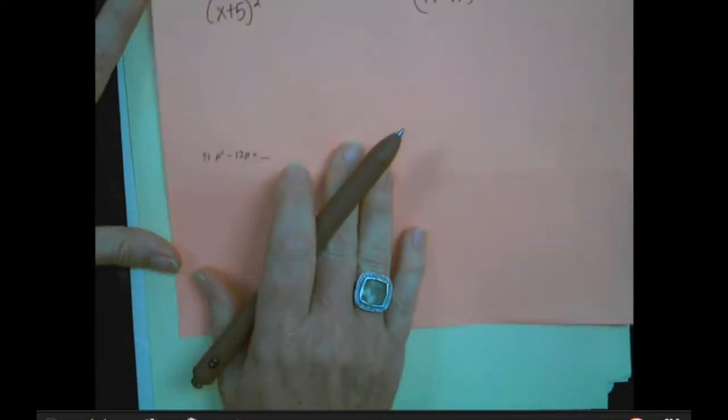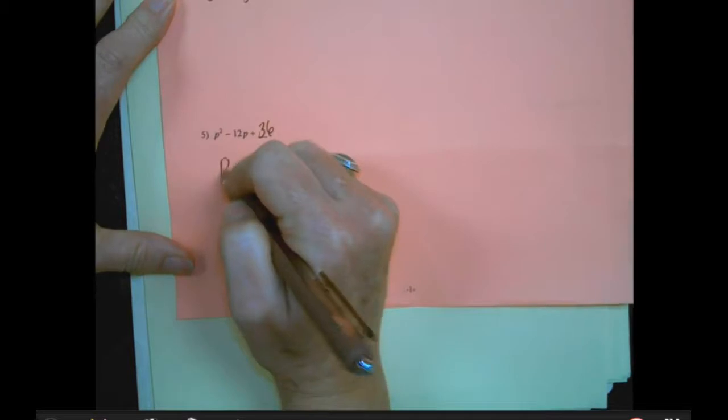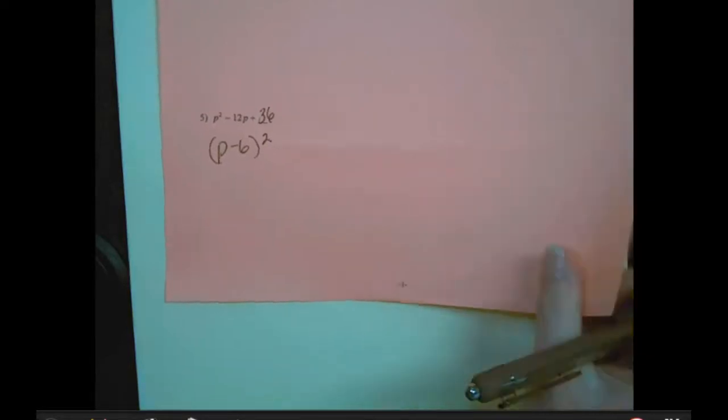So on number 5, b over 2 squared is going to give me 36. And this, hey! P minus 6. I'm going to punch you. Such language. What? What? My kids? Not in front of me.